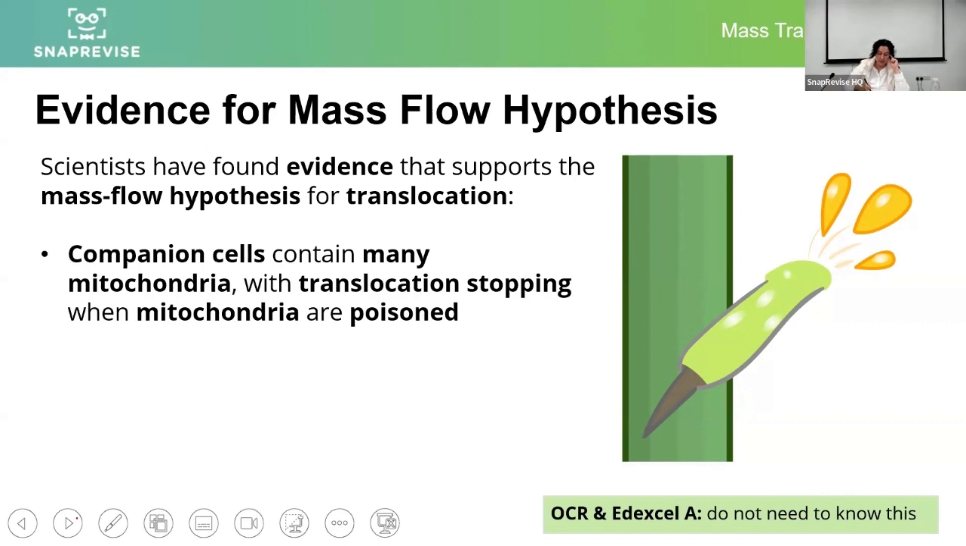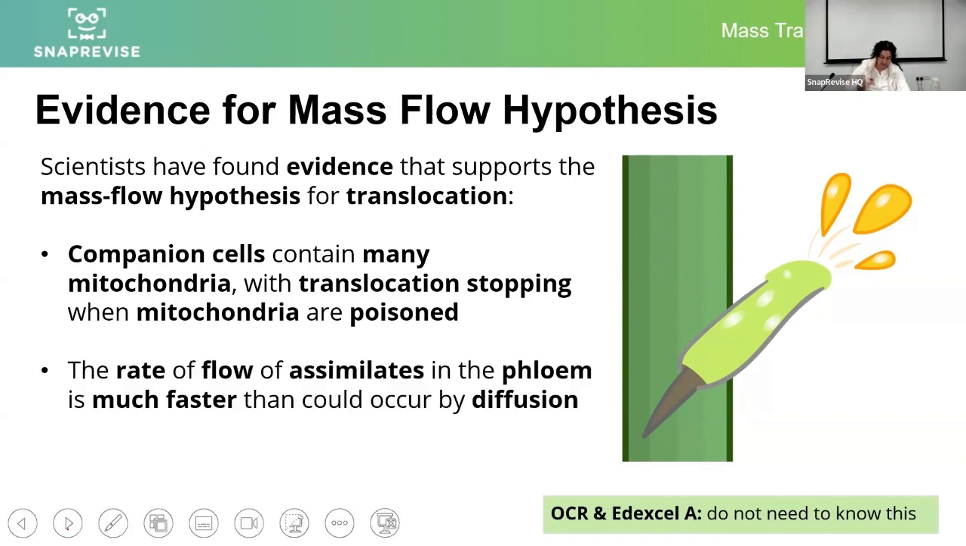Companion cells contain many mitochondria, so they saw that by observing them under the microscope, with translocation stopping when mitochondria are poisoned. So they did an experiment where they inhibited the function of mitochondria, and they saw that translocation stopped, indicating that it's an active process, first of all. Secondly, the rate of flow of assimilates in the phloem is much faster than could occur by diffusion. So again, suggesting that cells actively load and unload assimilates at the source and at the sink.